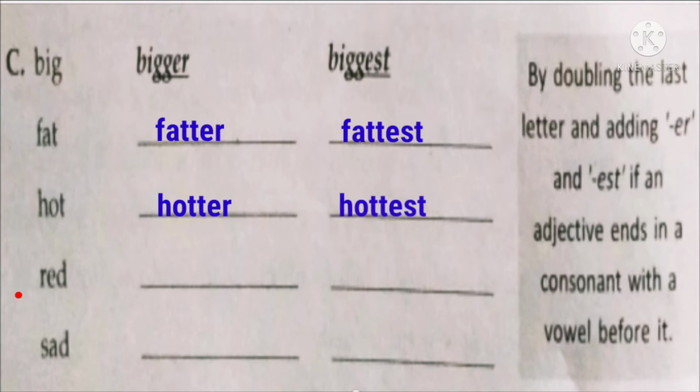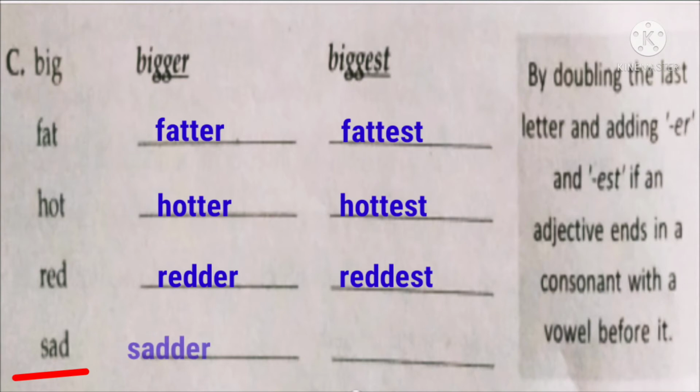The next one is red, and the comparative degree of the adjective red will be redder, and the superlative degree will be reddest. The next one is sad, and the comparative degree of the adjective sad will be sadder, and the superlative degree will be saddest.